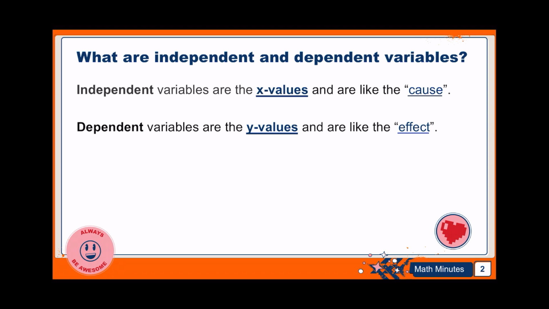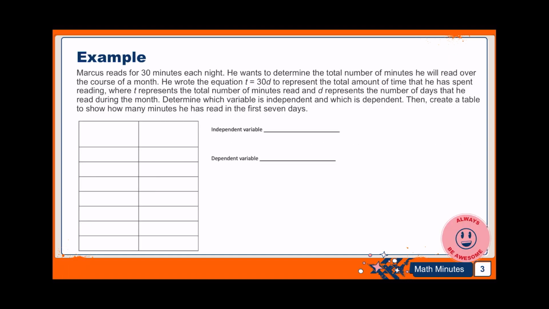So when we talk about variables in a situation, we can usually identify one of them as the cause, the thing that's making the change happen, and the other one as the effect, the thing that's the result of that change. So the independent variable is the x value, and that's the cause of the change. The dependent variable is the y value, which is the effect of the change. We're going to see that here in an example, and I think that will make it a little bit easier to identify once you see it done for you. All right, so let's take a look.